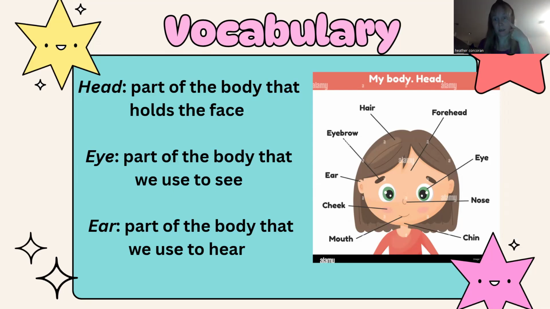This is my eye. Okay, this is the part of the body that we use to see. This is the little girl's eye.